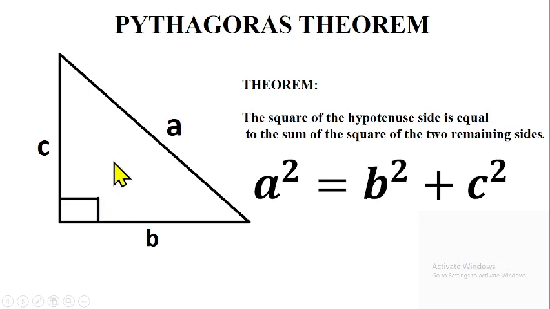When you have a triangle and one of the angles of that triangle is a right angle, that is equal to 90 degrees, that makes the triangle a right angle triangle. So this triangle is a right angle triangle.